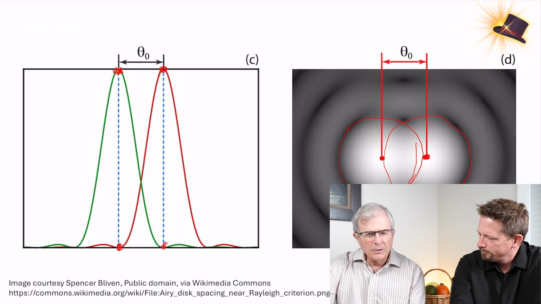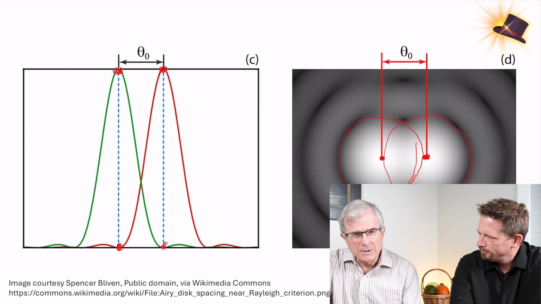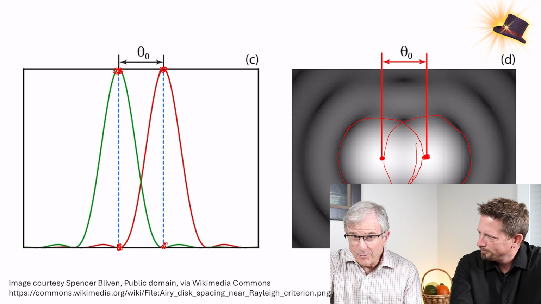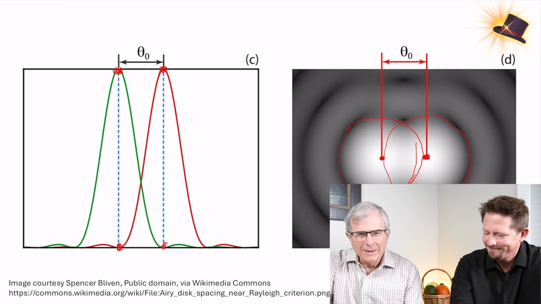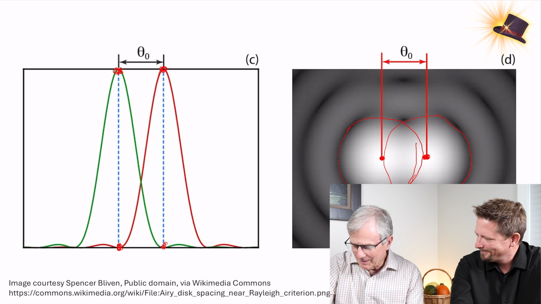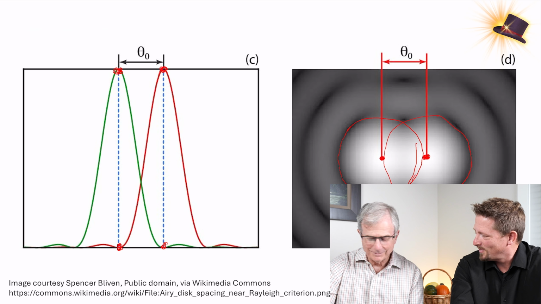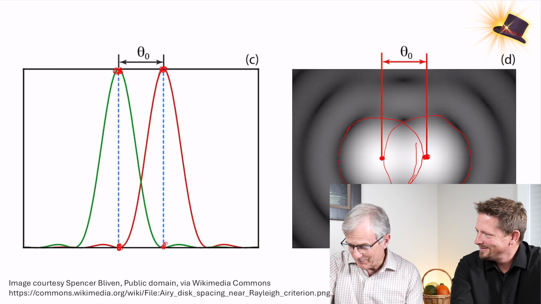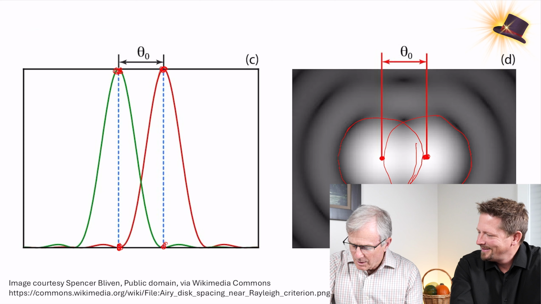So this is what Lord Rayleigh came up with. He was a dairy farmer, I understand it. He came up with this criterion between feeding his chickens or something. Wow. So, yeah. Smart farmer. Smart farmer.